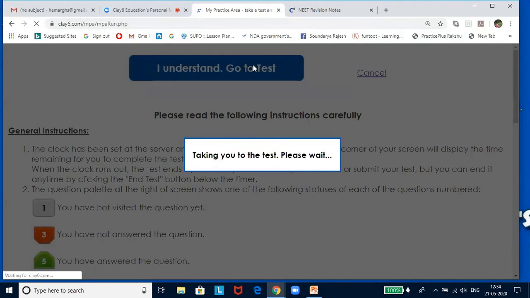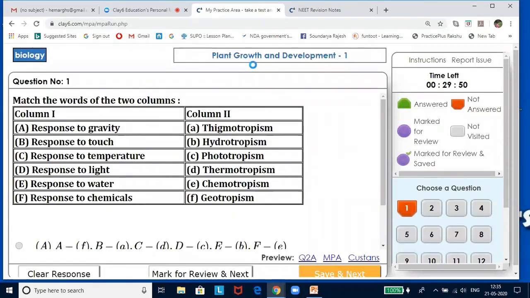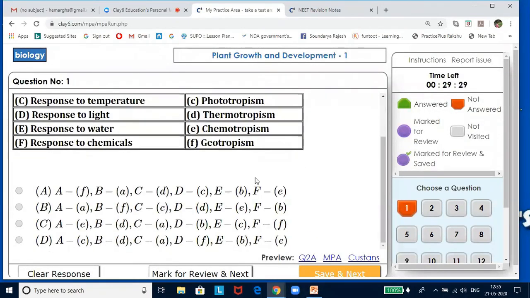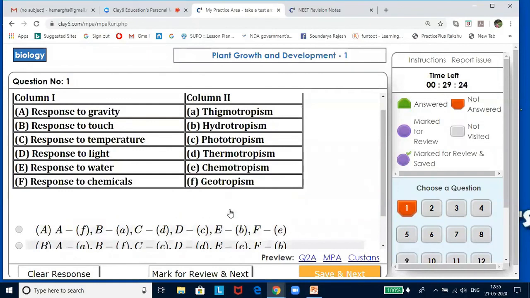So let us look at response to gravity, which is known as geotropism. So A is F. Rest B is one choice. Geotropism. C, response to temperature is thermotropism. C is D. D, response to light is phototropism. C. E, response to water is hydrotropism. B, response to chemicals is chemotropism. A. So let us click and go to the next question.